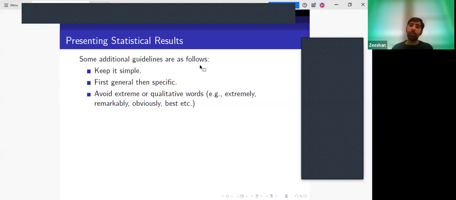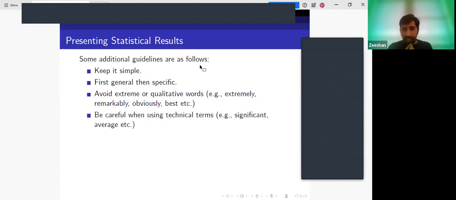Avoid extreme or qualitative words. For example, if you have one specific variable and that variable has decreased from the previous year, do not say something like, the prime rate is extremely decreased from the previous year, or remarkably decreased. These are extreme language, and we try to avoid these kinds of things in academic writing because they are just a subjective approach, right?